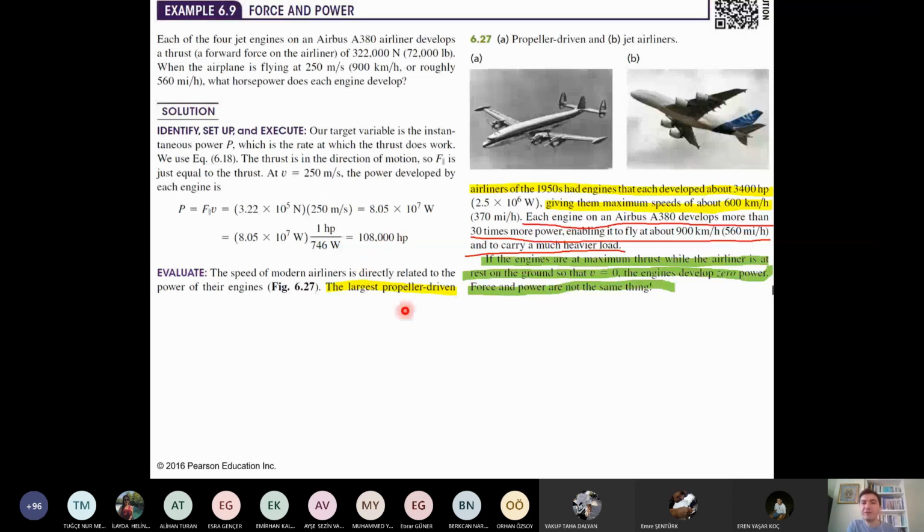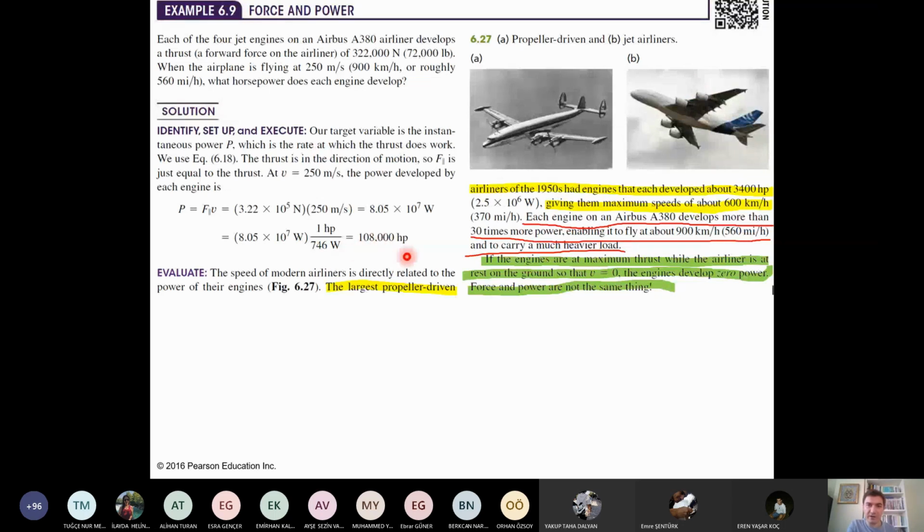Now let's compare with the older ones. The largest propeller-driven airliners of the 1950s had engines that each developed about 3,400 horsepower, 10 to the 6 watt. Look at the horsepower here from each engine of the modern airliner.